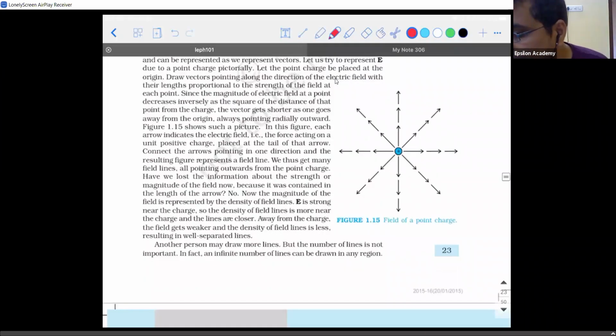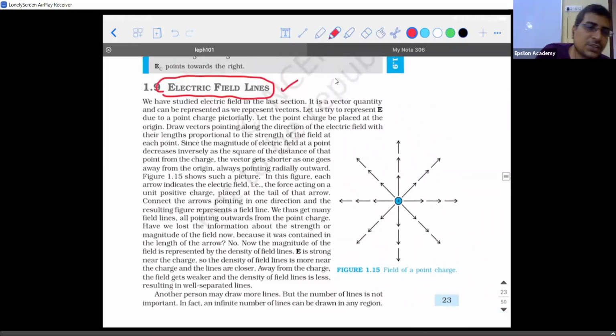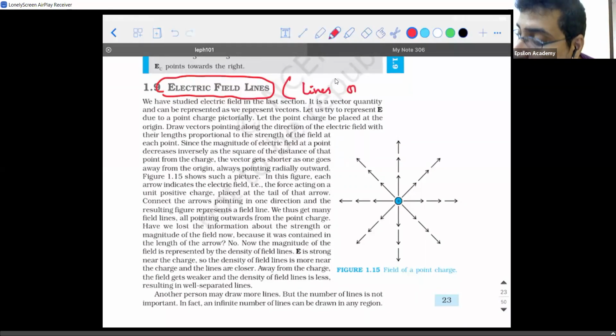Sorry guys. So electric field lines are the imaginary lines which represent the direction in which a unit positive charge would experience a force. The other name for electric field lines is electric lines of force. I think I've told this point already. Why are they called lines of force? Because that is the direction in which a unit positive charge would start experiencing force.